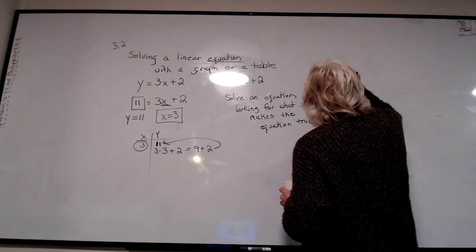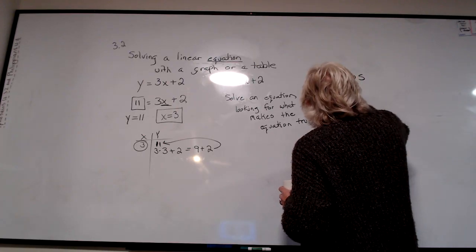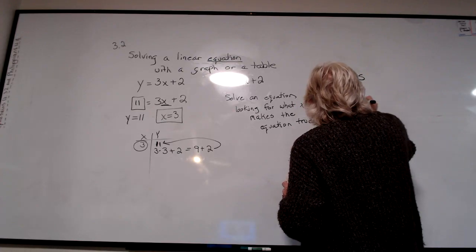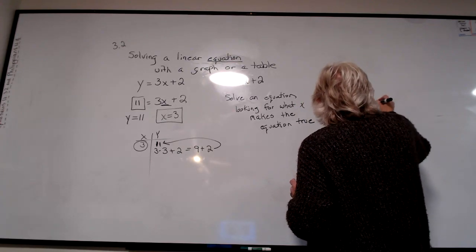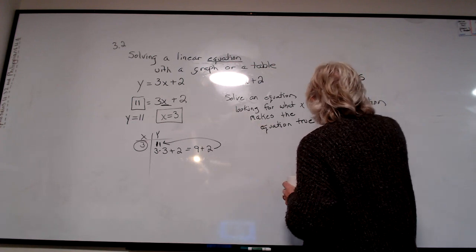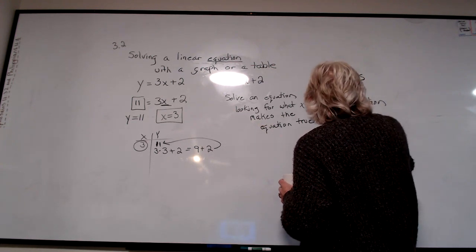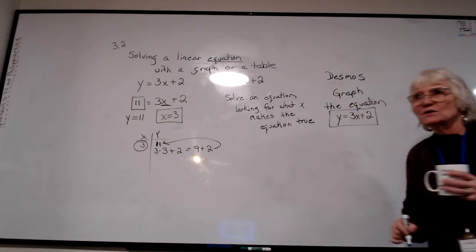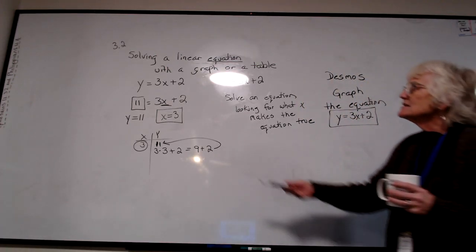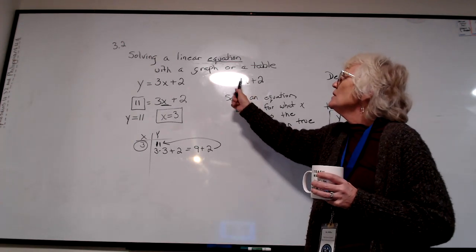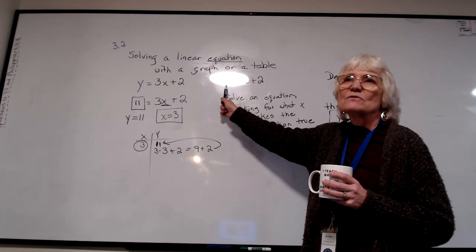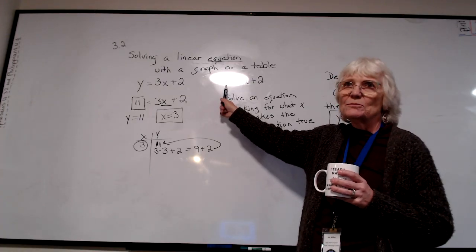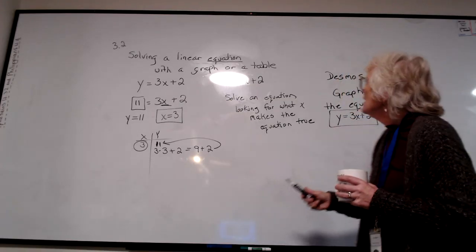So in Desmos, you can actually graph the equation, and that's the equation that does not have the 11 in it. You would say y equals 3x plus 2. This is what you're going to put in Desmos, okay? Even if they said 11 equals 3x plus 2, you want to change that 11 to a y and make it y equals 3x plus 2 when you put it in Desmos, okay?